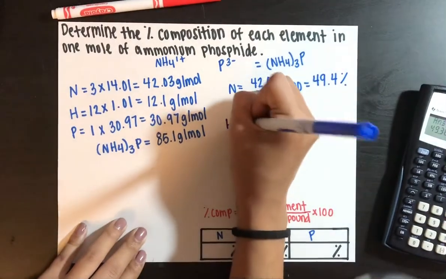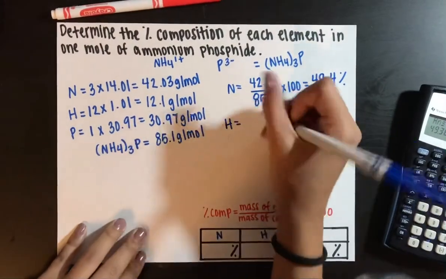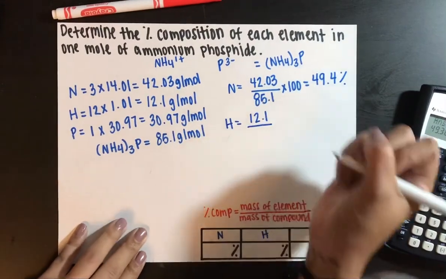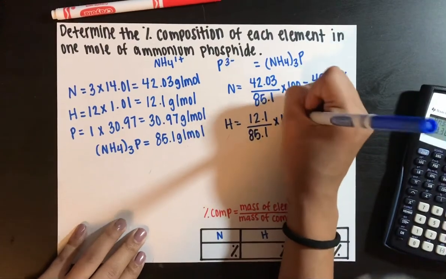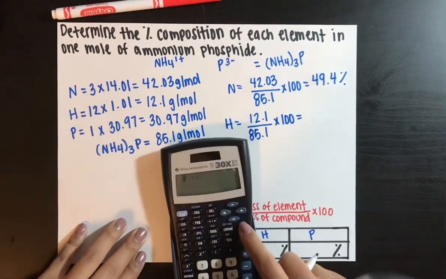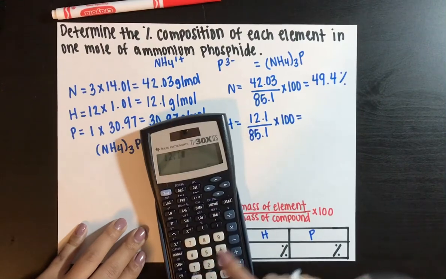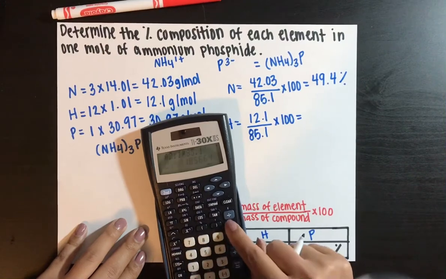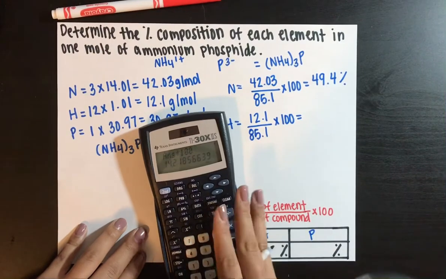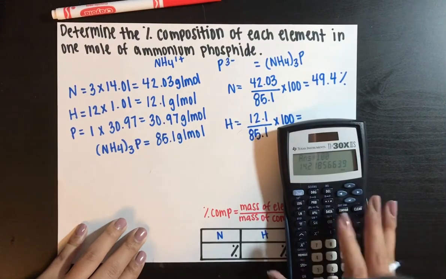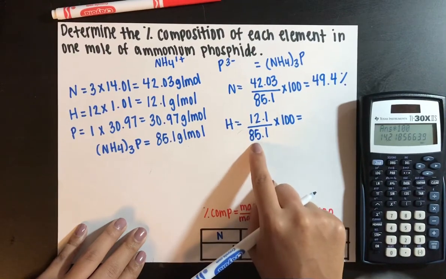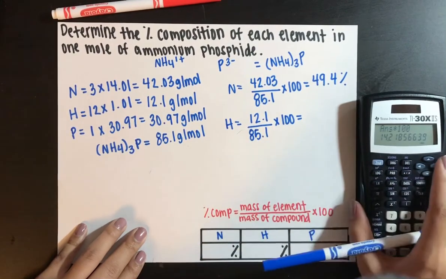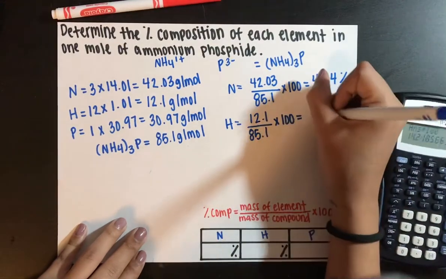Now for H, we take the mass of the element, which is 12.1, divide that by the mass of the compound, which is 85.1, and multiply that by 100. 12.1 divided by 85.1 times 100 gives us 14.218. But 12.1 has 3 significant figures and 85.1 has 3 significant figures, so our final answer should only have 3 significant figures.